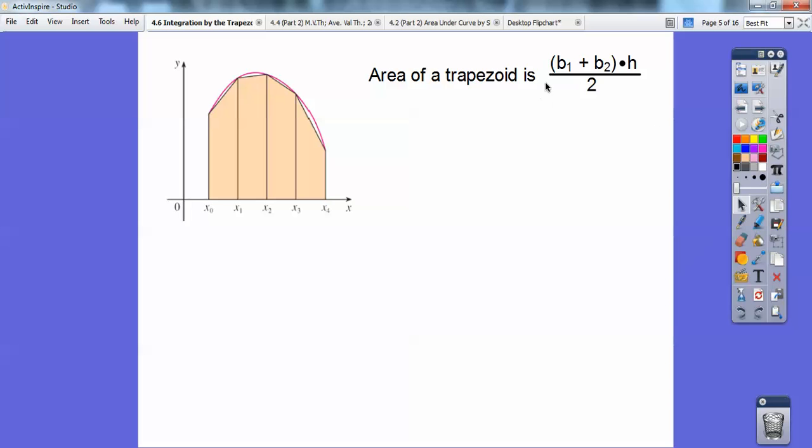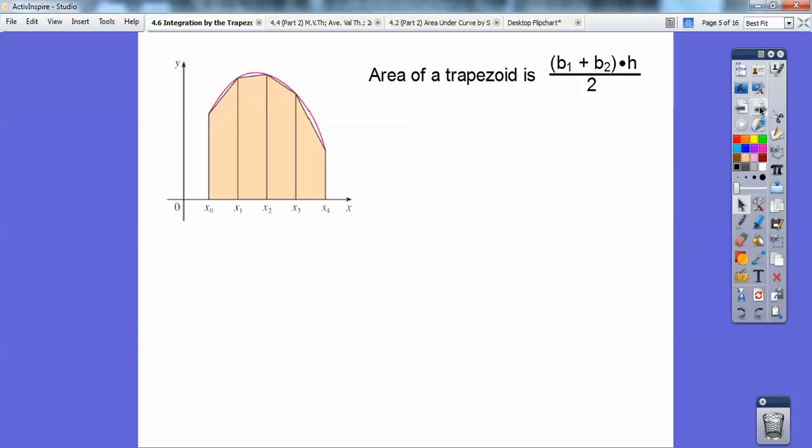Remember, the area of a trapezoid is 1/2 times the sides that are parallel, so base 1 plus base 2, times the height. Here, this is my parallel side and this is my other parallel side, so it would be 1/2 this height plus this height. Well, the height is f of x sub 0 plus f of x sub 1, and that goes in here, times the height between them, the difference between x sub 1 and x sub 0.